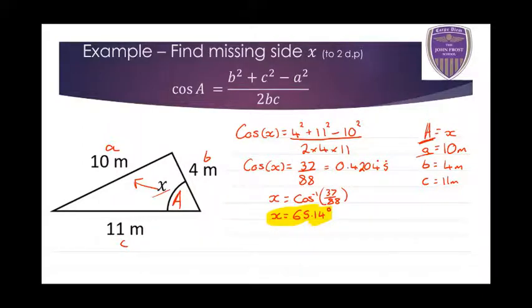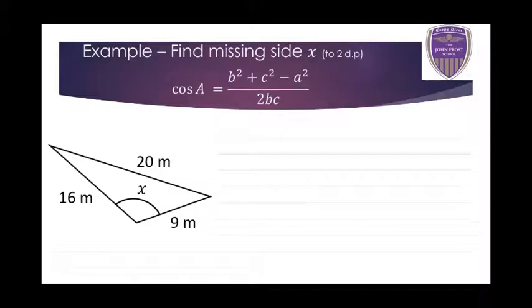Now let's do one more example. So one more triangle now, and let's label up this triangle. Let's make sure we're doing the right things now. So angle A, side B, and side C. So angle A is the angle we're trying to find. That's going to be X. Side A, well, that's going to be opposite angle A. So A is 20 meters. B, C, I go clockwise, so I'm going to call B is 9 meters. And then C will be 16 meters.